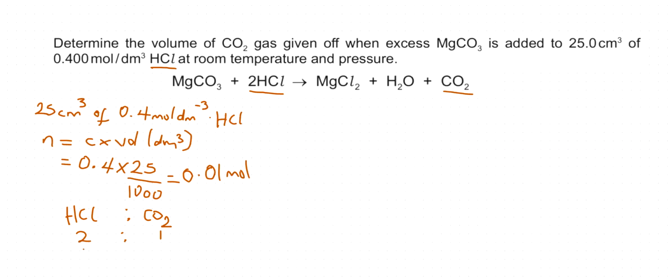We've gotten the number of moles of hydrochloric acid that was used, so that is 0.01. We use that to get the number of moles of carbon dioxide that will be given off. So calculating that will give us this. The number of moles of carbon dioxide given off will be equal to 0.01 divided by 2, and that will give us 0.05 mole.